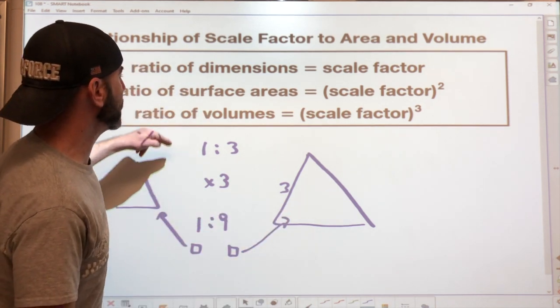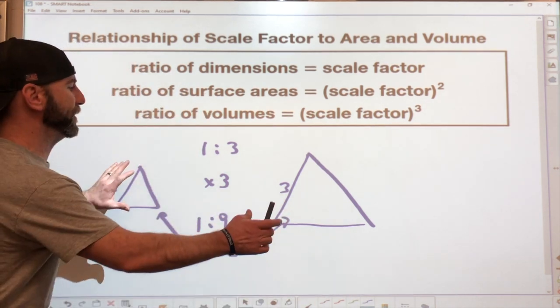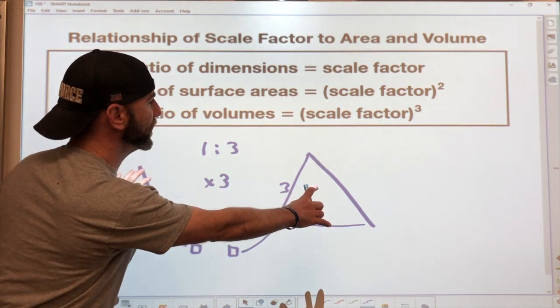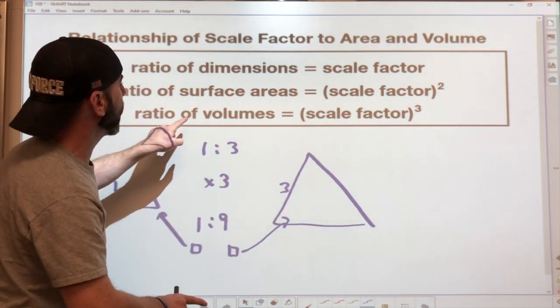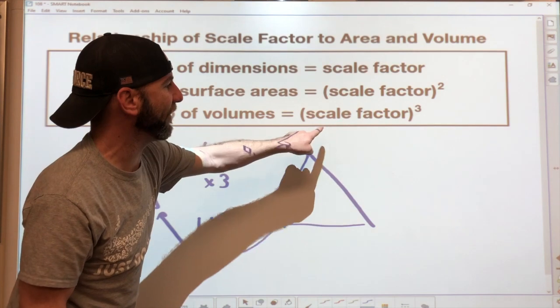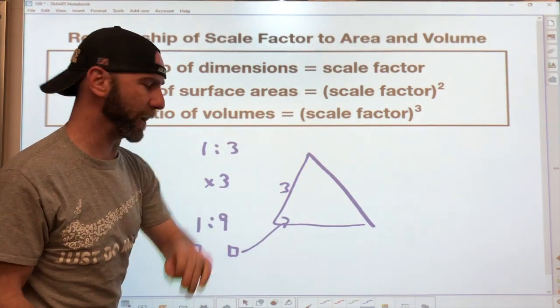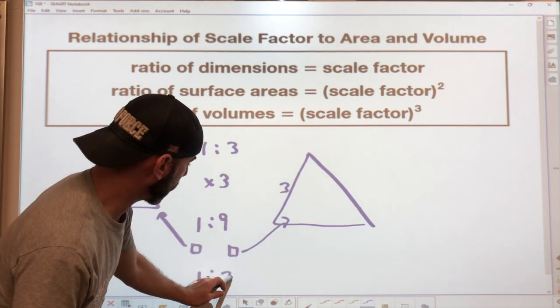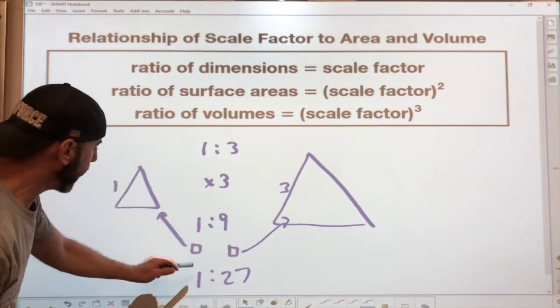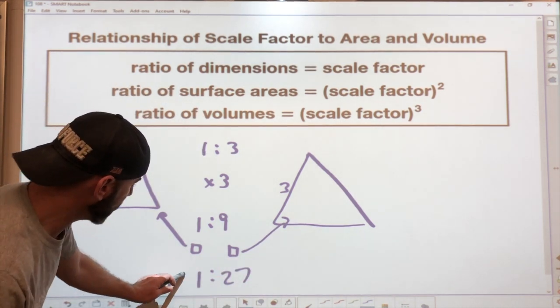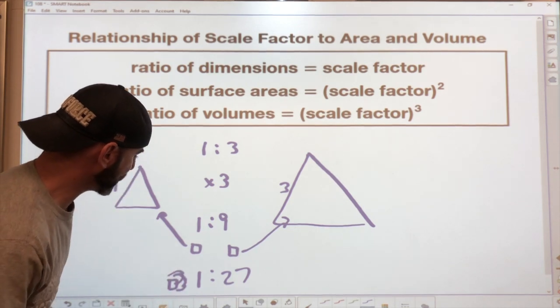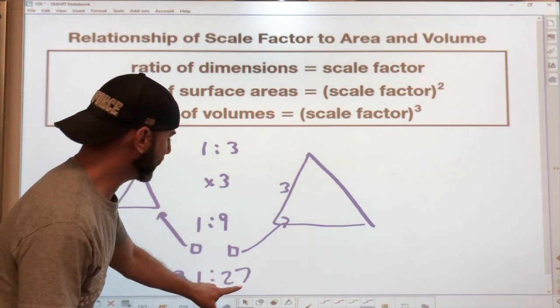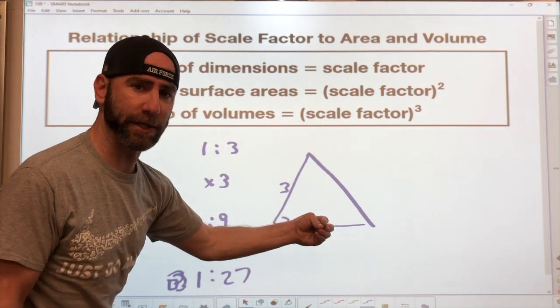Okay, popping back up into here. If I turn these into 3-dimensional shapes, what's the ratio of their volumes? Well, you take the scale factor and you raise it to the power of 3. So the ratio is going to be 1 to 27. For every 1 cubic inch, it's a terrible drawing, in this shape, there's going to be 27 cubic inches in the shape over there.